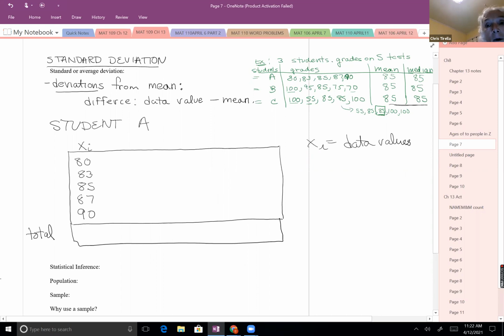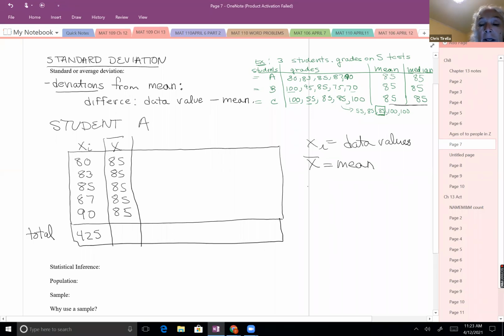And the total of those grades was 425. And then we found the mean. And so I'm going to make another column here, and I'm just going to put the mean in. The mean is 85. And so then to find the deviations, I'm going to take the value and subtract the mean. So it's the value minus the mean. So I'm going to label this x sub i minus x bar. And again, that's how we're defining our deviations.